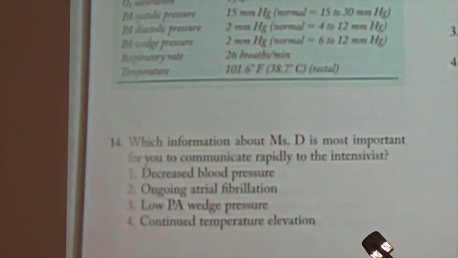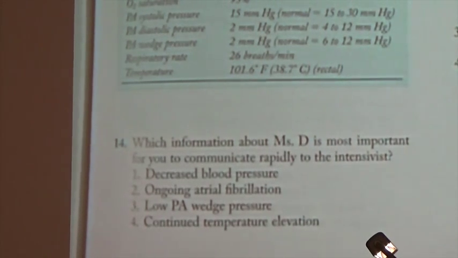I don't understand the wedge pressures and stuff. Is that explained to me? I know I would be concerned about the temperature remaining high, but not knowing enough about those pressures... So, decreased blood pressure. What is her blood pressure now? It's 104 over 56. Isn't that better than what it was? That's much better. Okay.